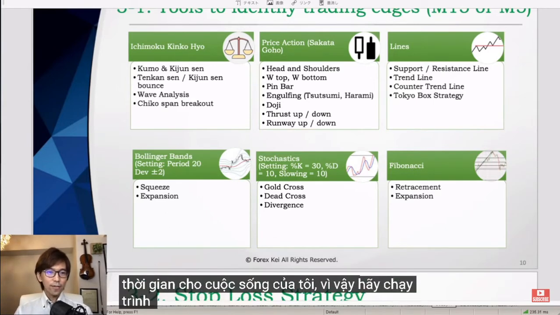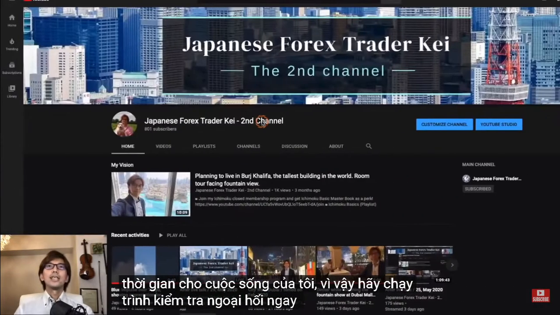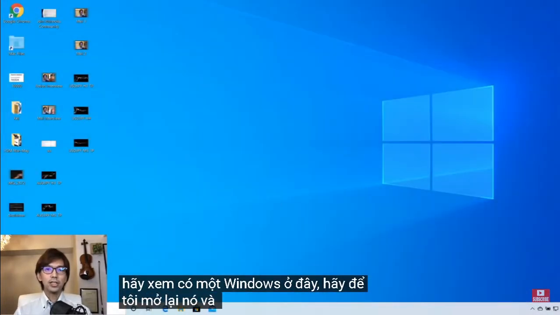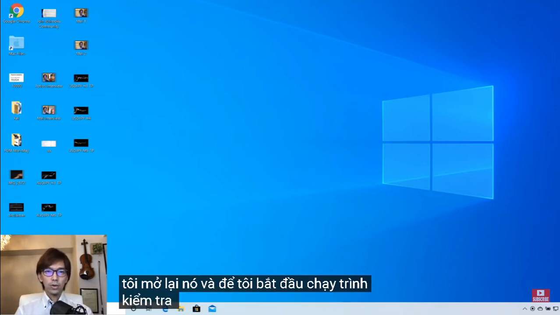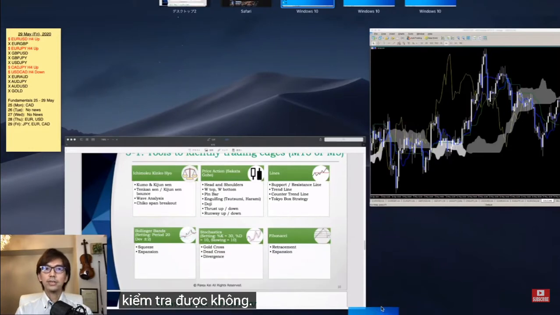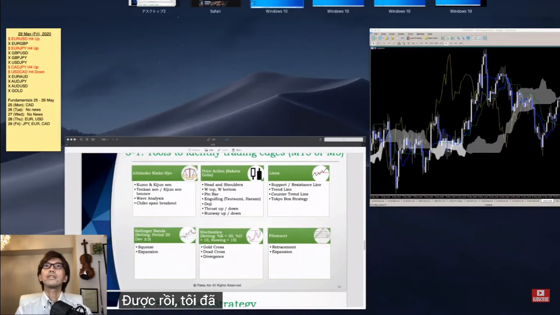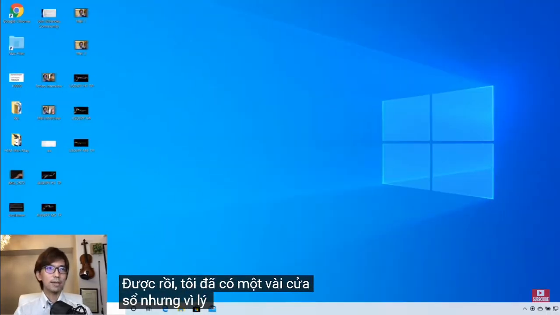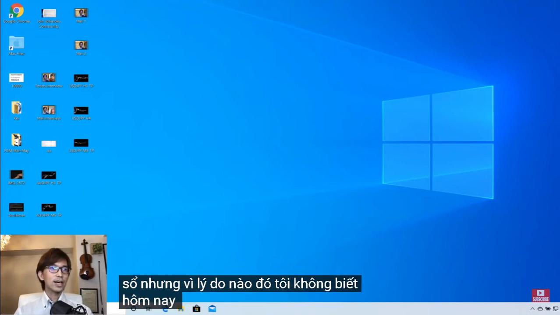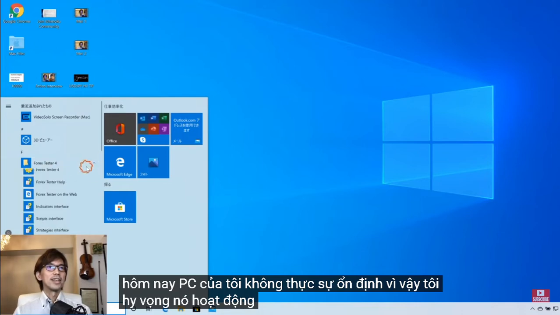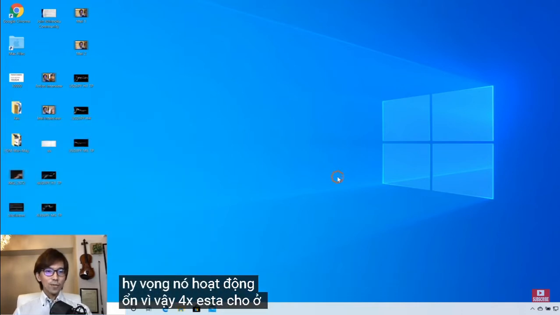Alright, so let's run the Forex Tester 4 now. And yeah, so let's see. There is a window here, so let me reopen it and let me start to run the tester. Okay, hold on. Is it connected? That's strange. Hold on. Alright. I've got a couple of windows already, but for some reason, I don't know. Today my PC is not really stable, so I hope it works. Alright, so Forex Tester 4 is right here.